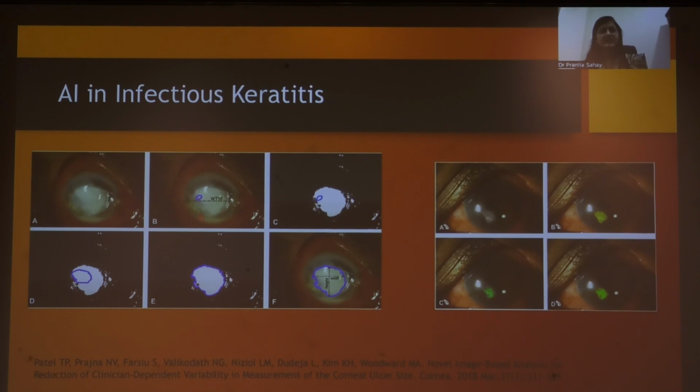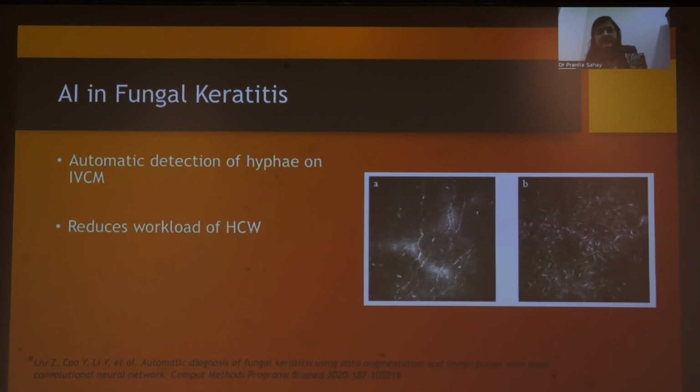Now, this is a study by Patel et al. where they reported the measurement or assessment of the size of the corneal ulcer with artificial intelligence. You can see that the ulcer was monitored serially with artificial intelligence. And in fungal keratitis, it has also been put to use for assessment of results of confocal microscopy.